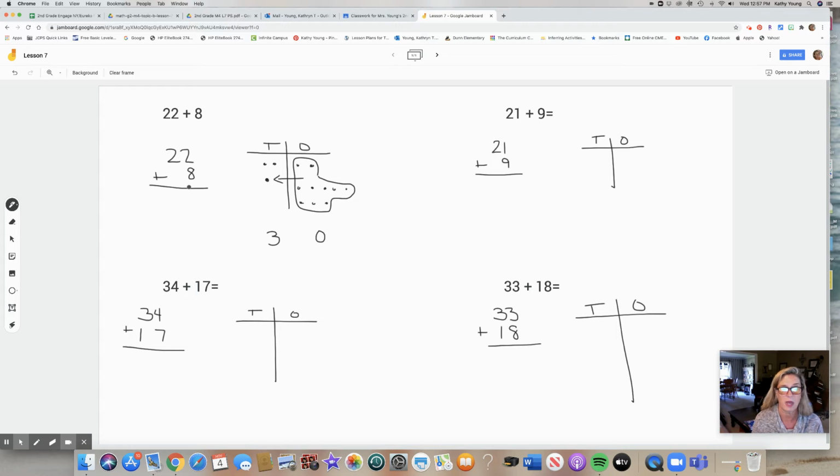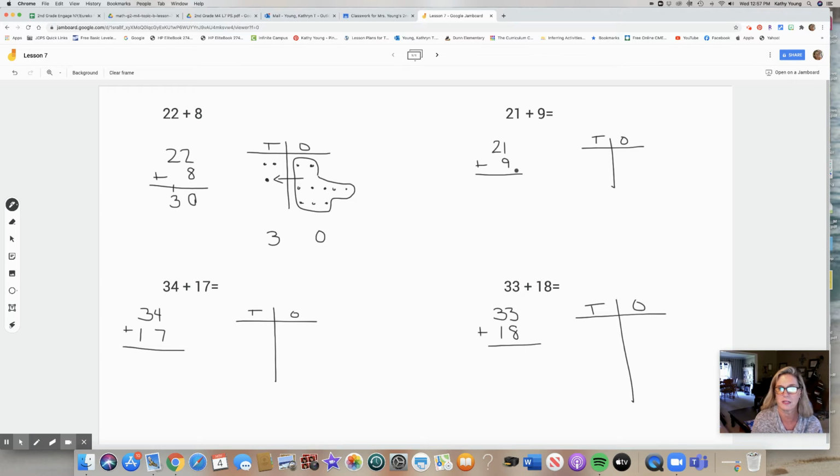The way I would show that on my vertical method is 2 plus 8. I would put my 0 here. And then I would make a 1 here because that means it's kind of showing a 10. There's my 1 of my 10, but I'm moving the 10 into the 10's place where it belongs. So now 2 plus 1 is 3. So now I've got 30. So my picture and my vertical method match each other.